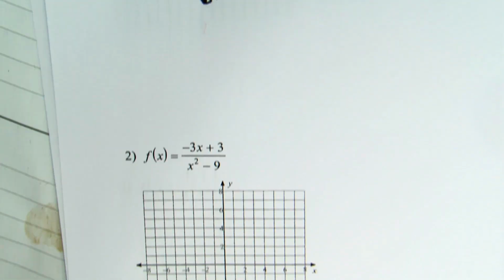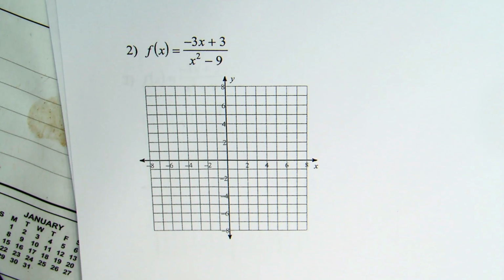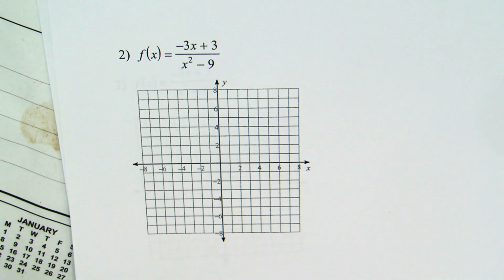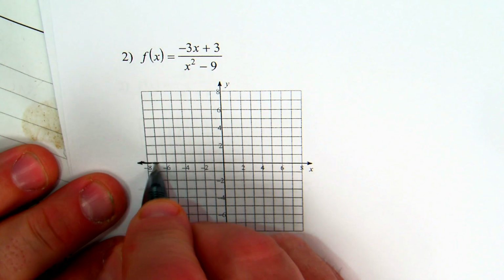Now I look at the bottom. The degree of the numerator is 1. The degree of the denominator is 2. The degree of the denominator is greater, so therefore my horizontal asymptote will be y equals 0. Everybody good with that? That's my horizontal.